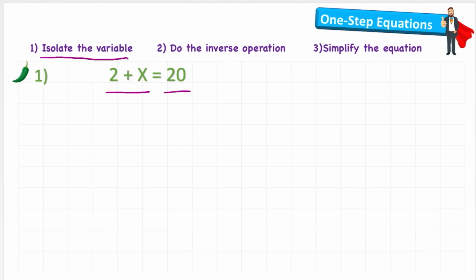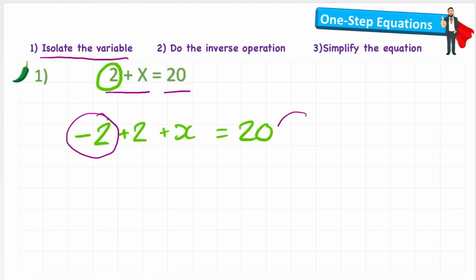So what we have to do is look at what is attached to it, and we have this 2. We have a positive 2 that's connected to my x. So in order to get the x on its own, I need to get rid of this 2, and the only way to get rid of a positive 2 is to add a negative 2. So I'm going to rewrite my question like this. Negative 2 or minus 2 plus 2 plus x equals 20. But remember what we just said, whatever we do to one side, we must do to the other. So we added a negative 2 to this side. I now must add a negative 2 to this side. So I'll put it here.